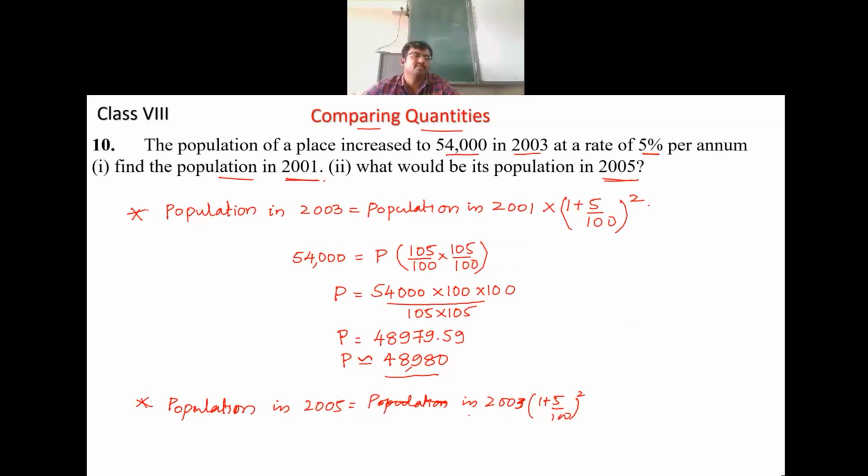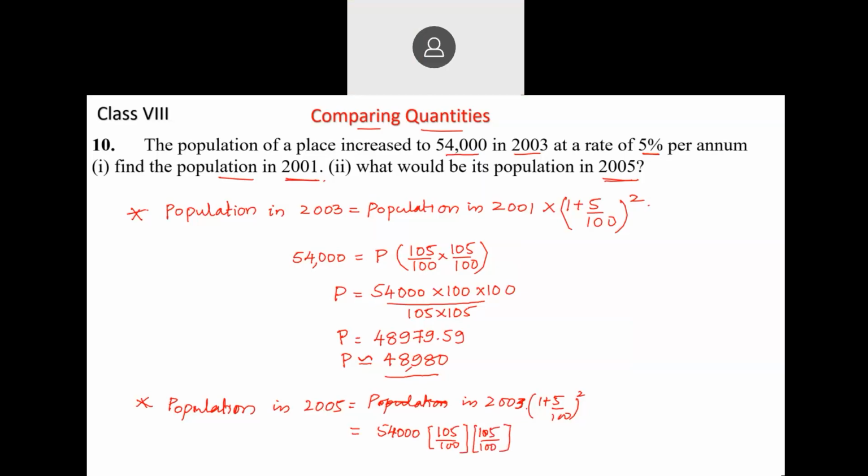Then what do we do? Population in 2005 is equal to 54,000 into 1 plus 5 divided by 100, and the time period will be 4 because 2005 minus 2001. If you are taking 2001 here, I have to take 4 years, which becomes very difficult. So better is to take 2003 and take 2 years.